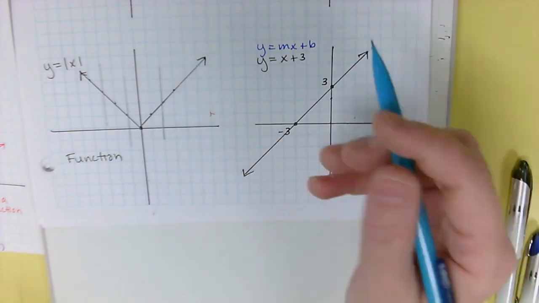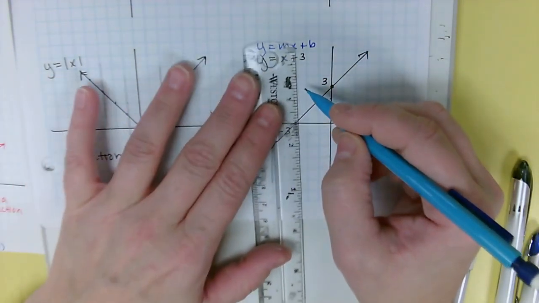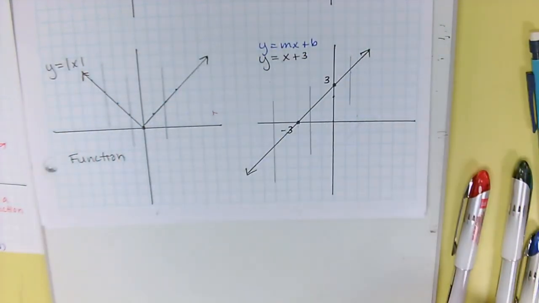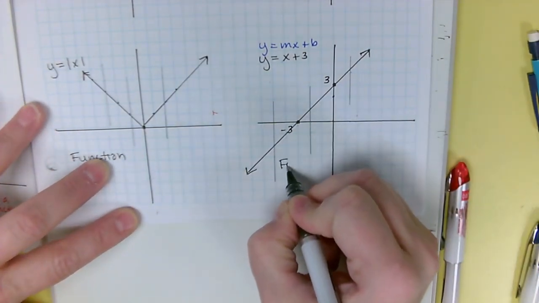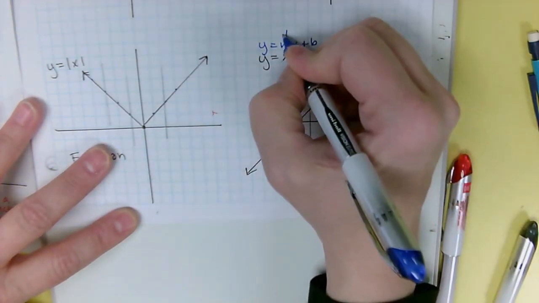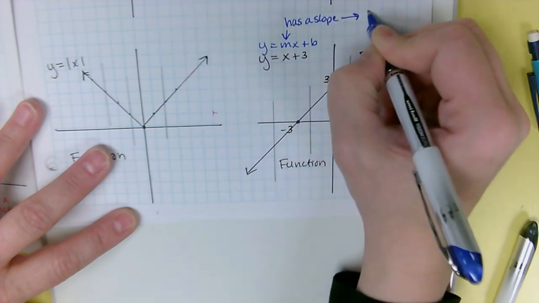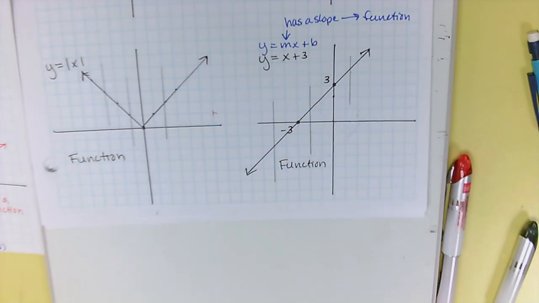As you can see, using the vertical line test, that vertical line only crosses once, that only crosses once, that only crosses once. A vertical line is only ever going to cross once. So this is a function. In fact, any line that has a slope is automatically a function, no matter what it is. As long as it has a slope, 1, 2, 3, 4, -1, -1/2, any slope, it's automatically going to be a function.